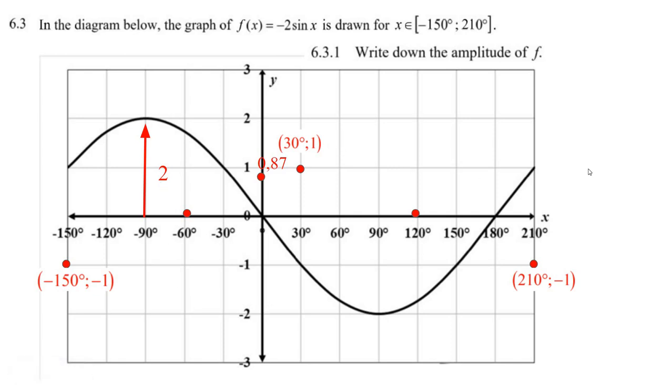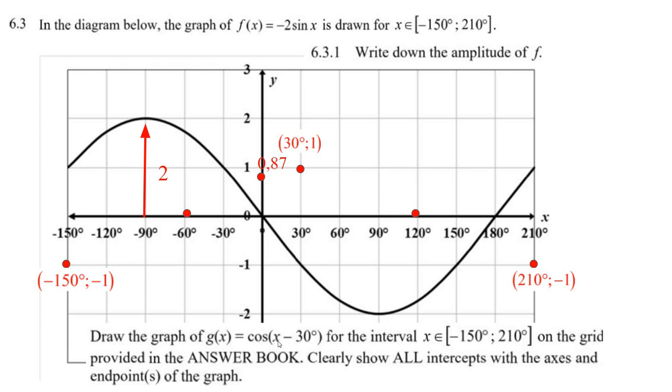Now they ask you to graph another function. This minus 2 sine x was part of the first question, and cos x minus 30 was another part. Okay, how are we going to do this? The cosine of x minus 30. You have to know, well, what's cos x? Normally it starts at 1. It starts at 0 and 1 for cos x. You got to know that.